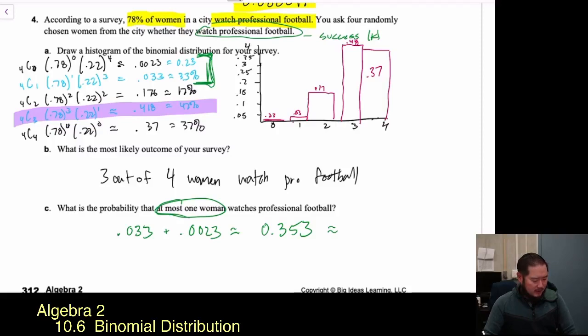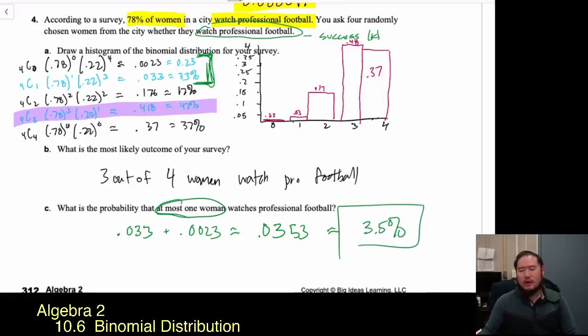I'll go back and fix this. We have 0.0353. And there you go. If we change that to a percentage, you have about 3.5% that at least one woman watches professional football.